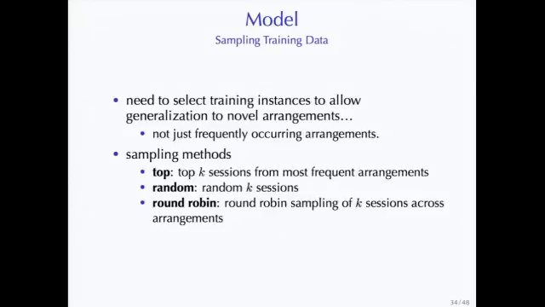One is just to use data from the top arrangement. This would be equivalent to just using 10 blue links. The second approach is just to sample K sessions. Here I'm just sampling from that distribution of sessions I saw at the beginning of the presentation. And finally, round robin, which is going to essentially sample without replacement arrangements, and then a session within an arrangement, over all arrangements, so that I try to get a diverse set of different arrangements into my training set.